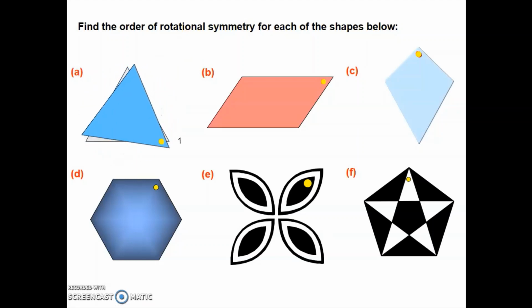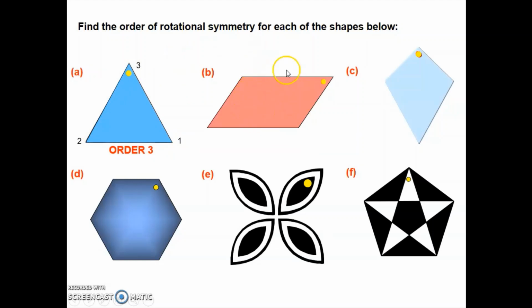Once, twice, and then back to its original position, 3. So this equilateral triangle has an order of rotational symmetry 3. During a 360-degree rotation, this shape looks like itself 3 times. And the yellow dot helps us visualize that during the rotation.